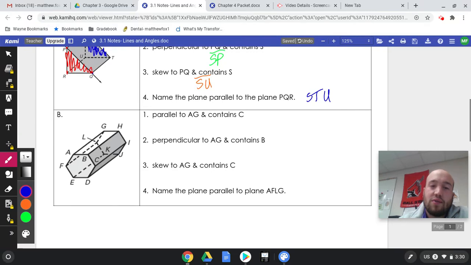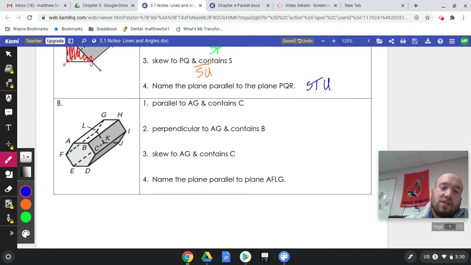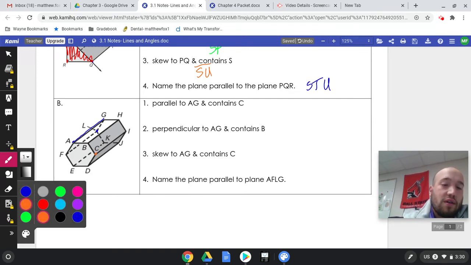Okay, now your next one here. This one, we are trying to find a line or a segment that's parallel to AG and contains C. So I'll start by highlighting AG. Also notice L, do you see where it's pointing? L is that back dot right there. So AG, it's got to be parallel to that. And we know it has to contain this point C over here.